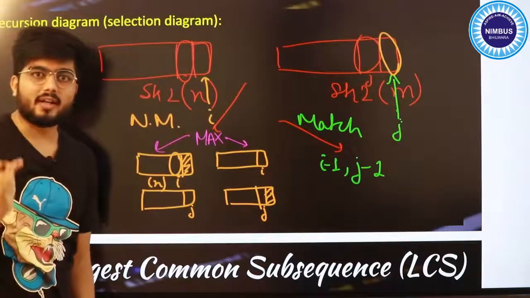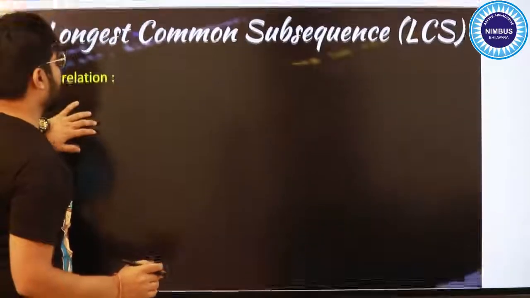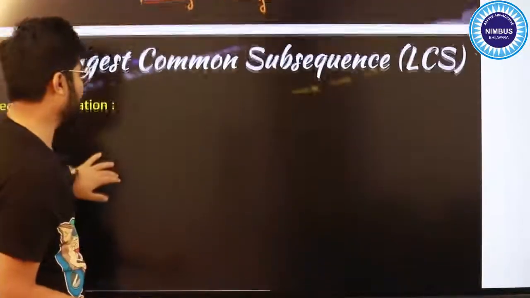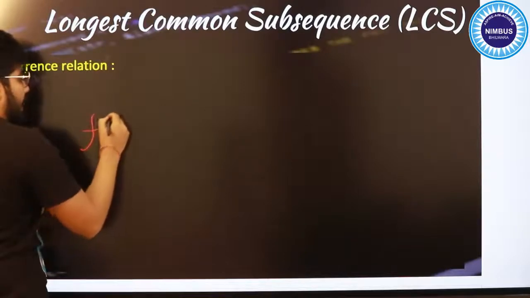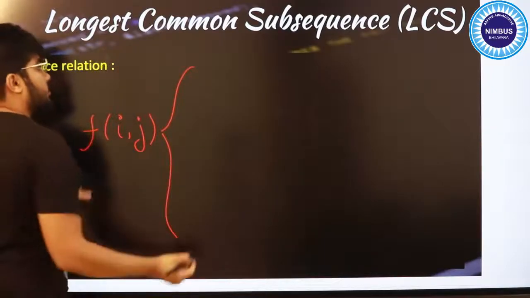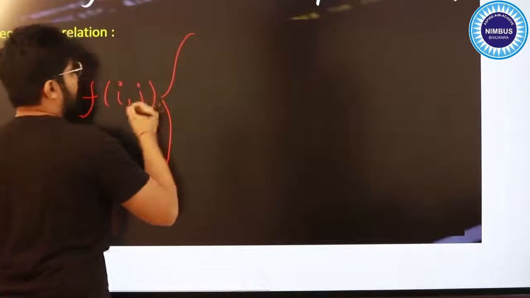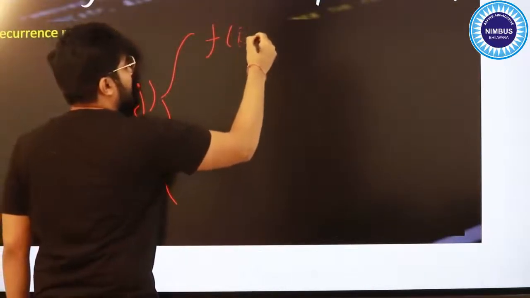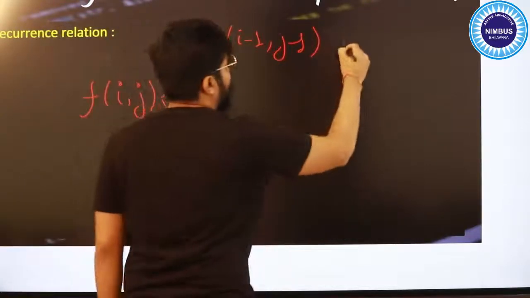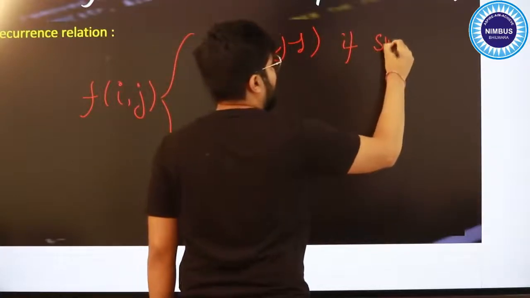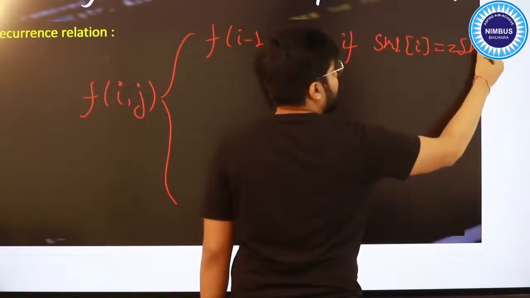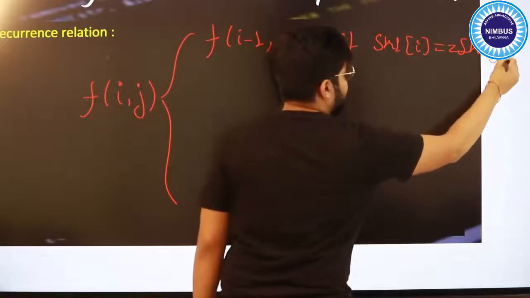नाउ नेक्स्ट स्टेप क्या है दोस्तों, रिकंसिलेशन. चलो रिकंसिलेशन देखते हैं. सो एज यू नो व्हाट आर द पैरामीटर्स विच आर चेंजिंग, आई और जे, ठीक है, तो वही कर देते हैं. सो एफ ऑफ आई कॉमा जे, ओके. सो व्हाट आर द पॉसिबिलिटीज, what if they are matched, then we'll move I minus 1 and J minus 1, one step forward for both I and J when string 1 of I is equal to string 2 of J, theek hai.